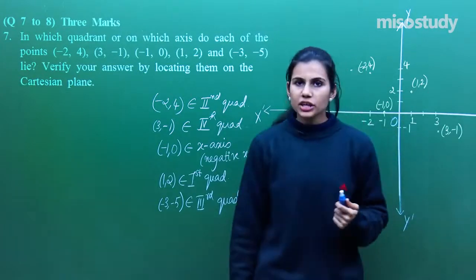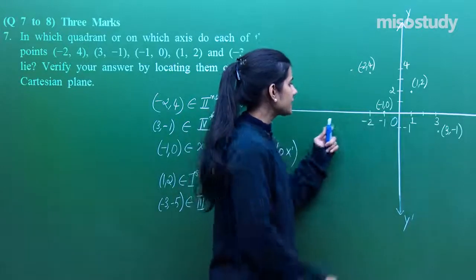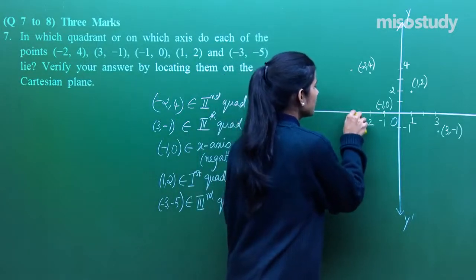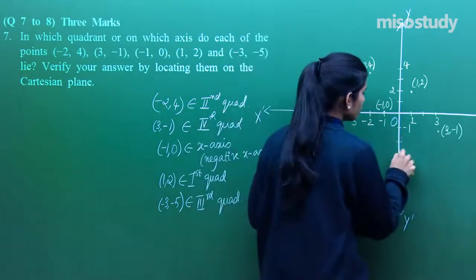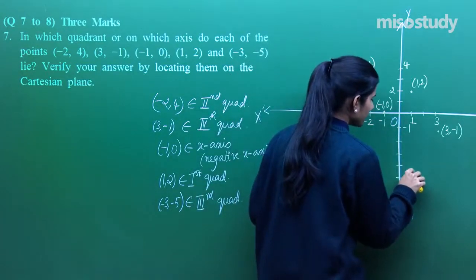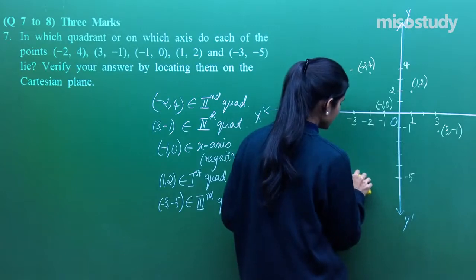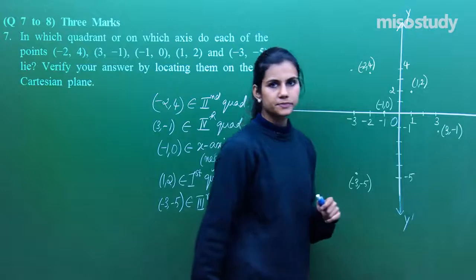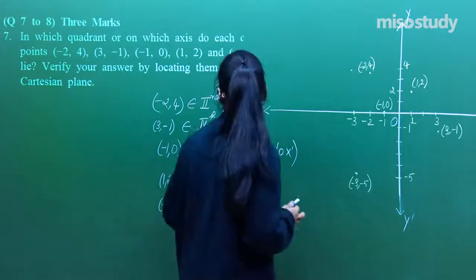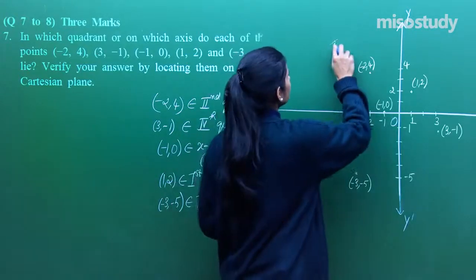Then you have -3, -5. Move 3 units along negative x axis. You reach here. Move 5 units along negative y axis. So 1, 2, 3, 4, 5. Somewhere here is your point -3, -5.